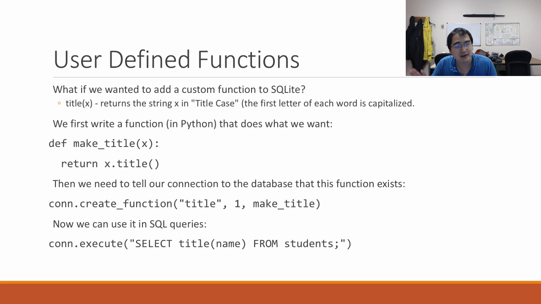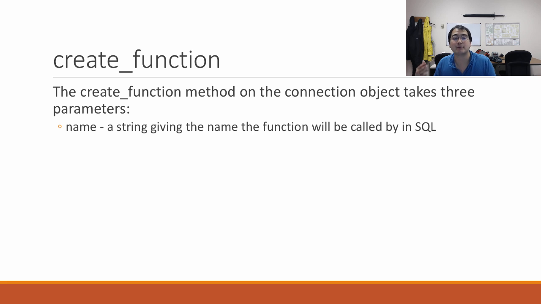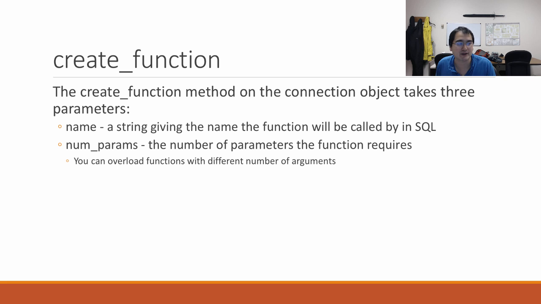All right, so once again, there's 3 parameters to the create_function method on the connection object. The name, which is a string saying what should the function be called in SQL. It doesn't have to be the same name that the function is in Python. You could make a function called X and give it the SQL name Y. It just means that when you use that function in SQL, you better call it Y. The number of parameters the function requires, which in this case, most of the time it's just 1, but sometimes it needs to take multiple parameters so that you can combine data from multiple columns. You know, why you might write a function that takes more than 1 argument.